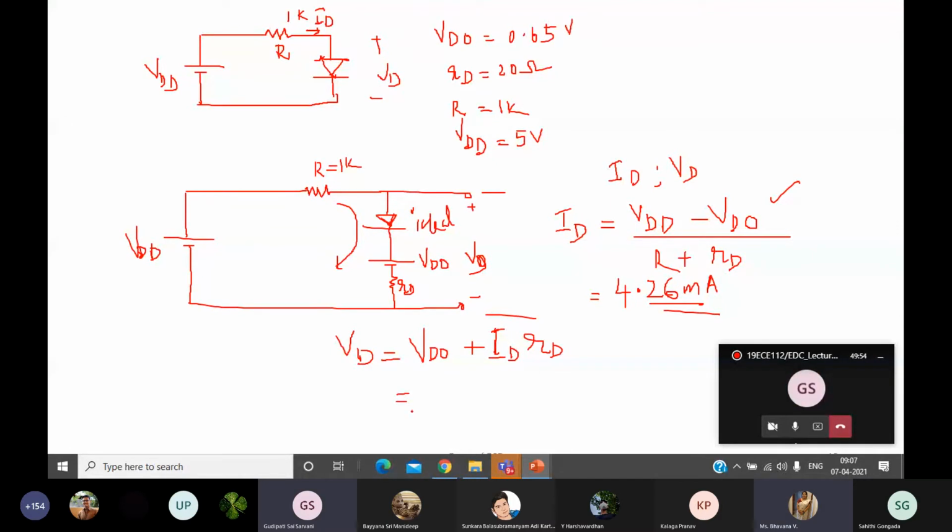Calculate and give me the answer. And basic common sense: VD can range from only 0.5 to 0.8 volt. So how come you will get a 4 point something answer? The VD drop will be between this range. So what is the answer you are getting? VD naught plus ID into RD. RD is not kilo, RD is 20 ohms.